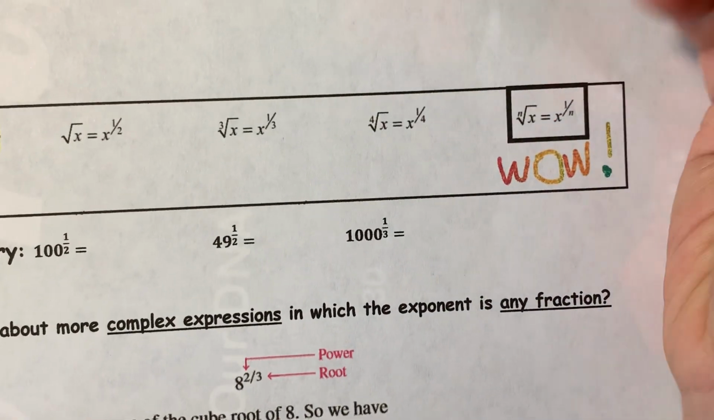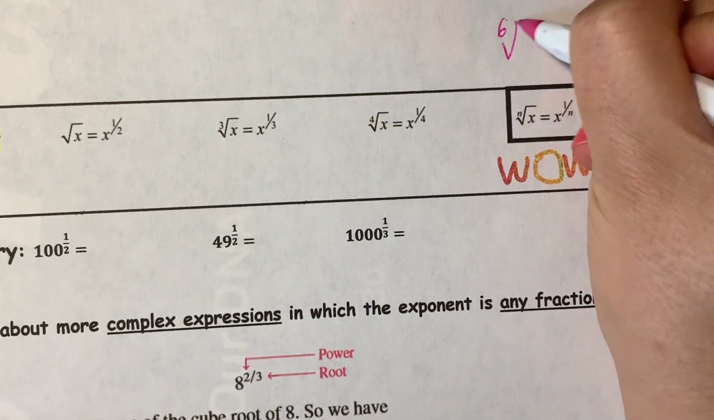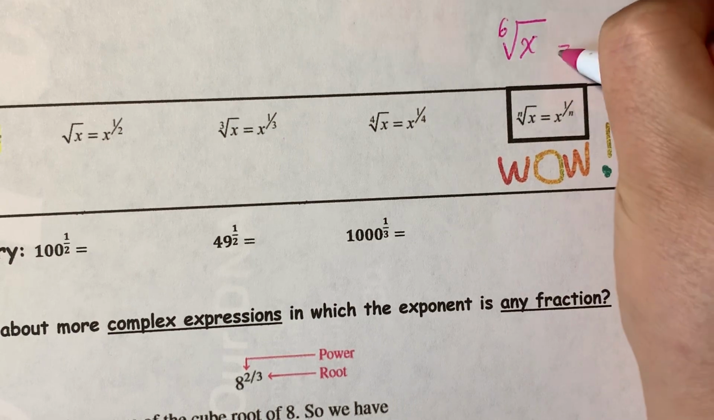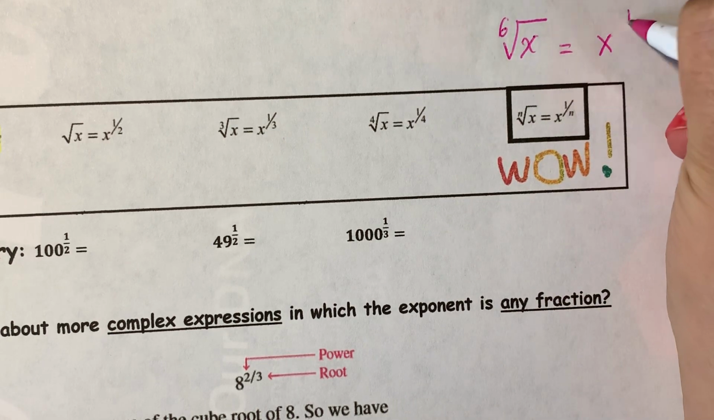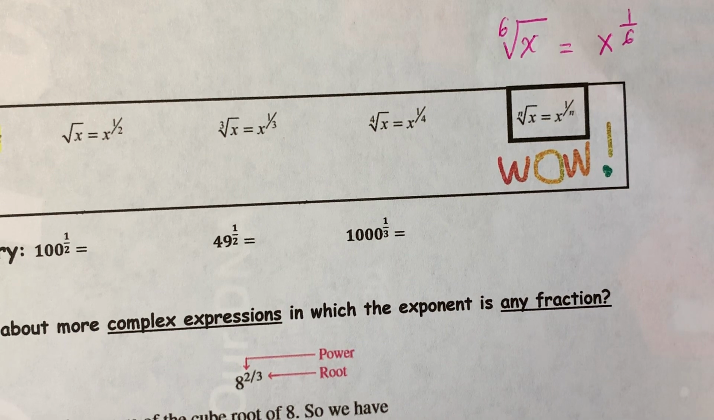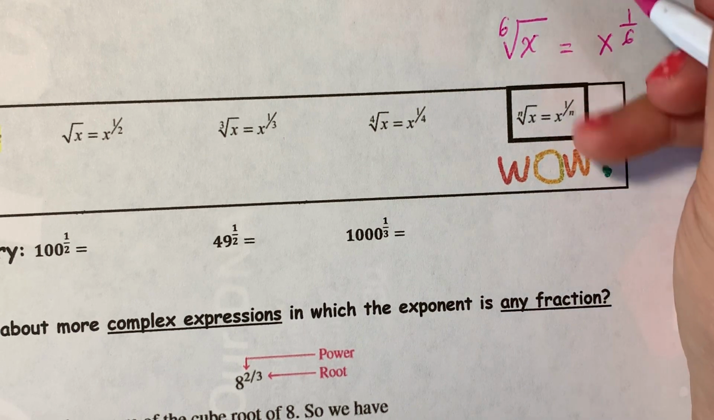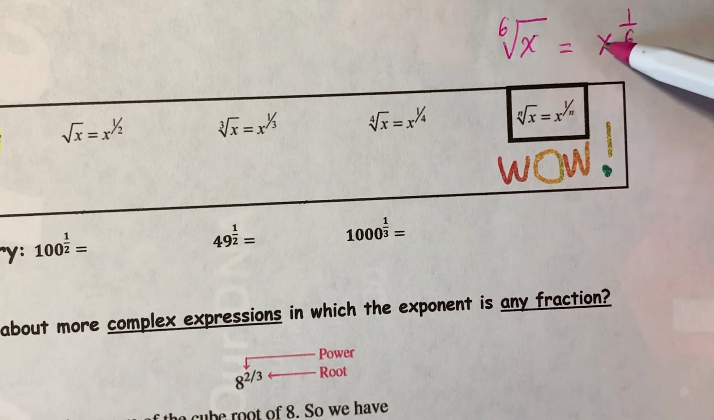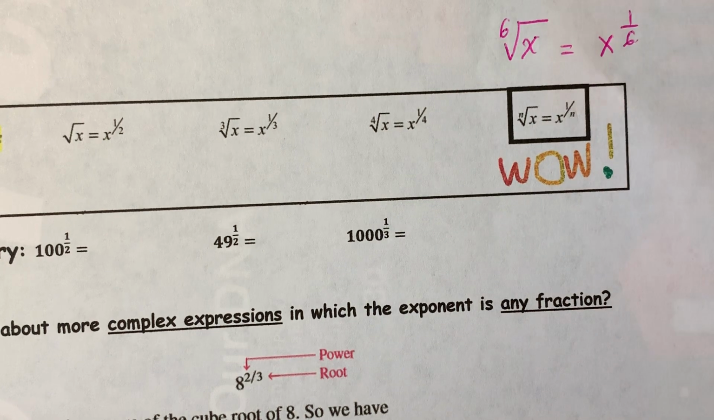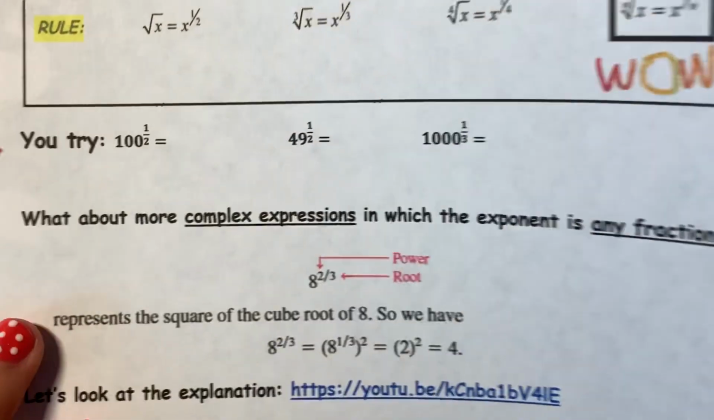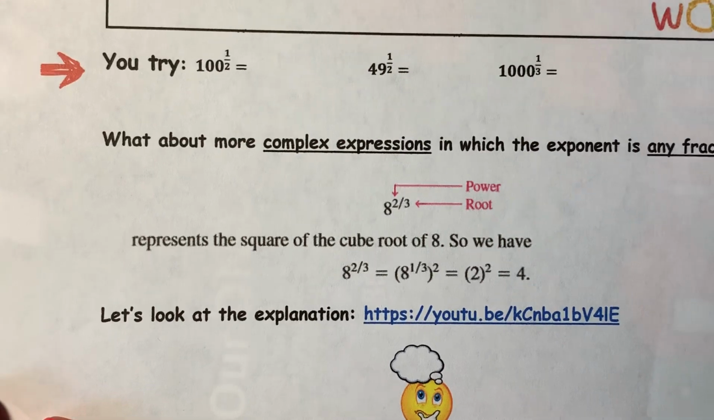Okay, for example, we have root 6 of x. That will be x raised to the 1 over 6. Basically, what does the rule say? Whatever number right here goes in the bottom of the fraction. Alright, now let's take a look at the examples.